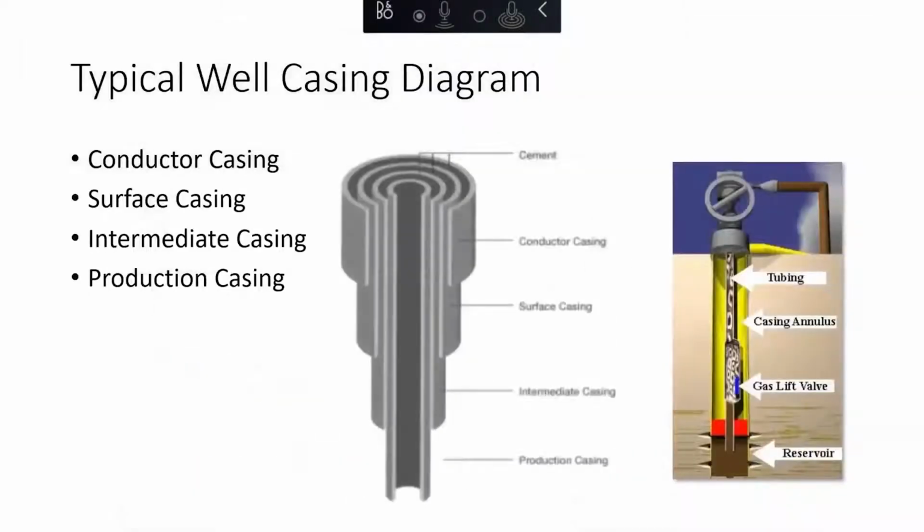So there are 4 types of casing that I mentioned here: conductor, surface casing, intermediate, and production casings. In between, you might have surface casing 1, surface casing 2, or intermediate casing 1, intermediate casing 2, depending on the contingencies that you have prepared during the engineering design.